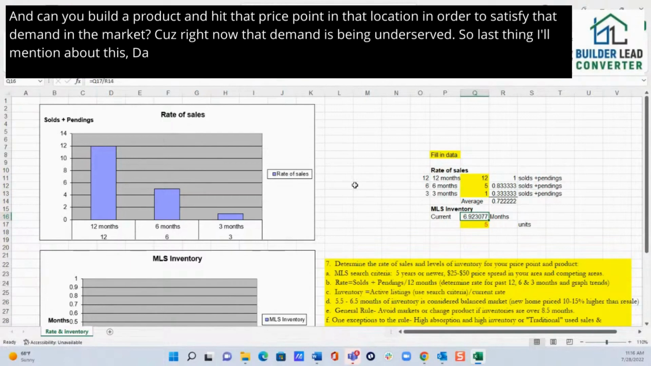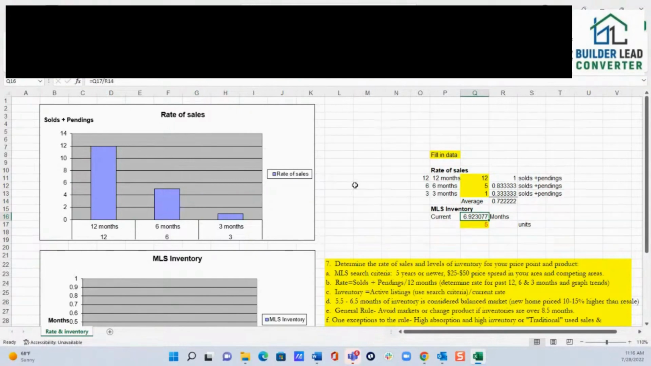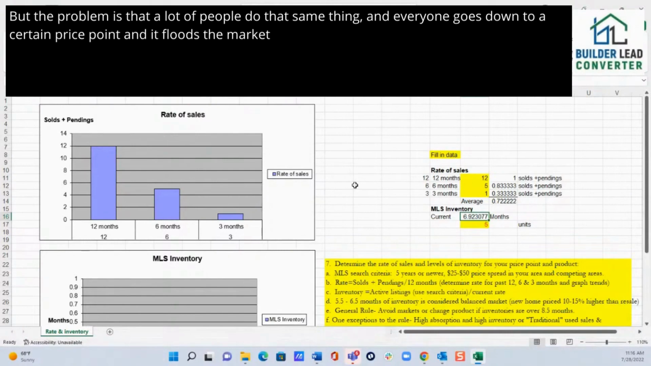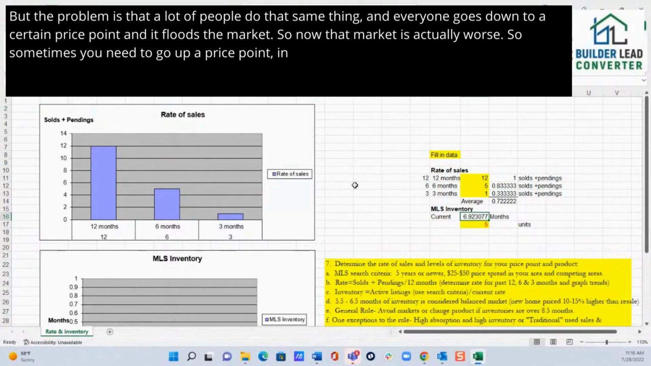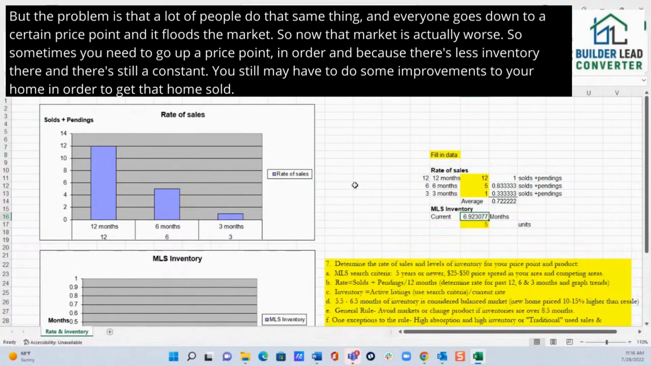So the last thing I'll mention about this, Diana, is that historically when a recession hits and the market slows down, a lot of builders' first inkling is, I need to reduce price. But the problem is that a lot of people do that same thing and everyone goes down to a certain price point and it floods the market. So now that market is actually worse. Sometimes you need to go up a price point because there's less inventory there and there's still a constant demand. You still may have to do some improvements to your home in order to get that home sold.